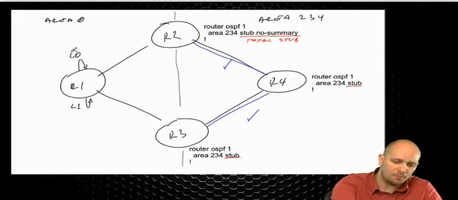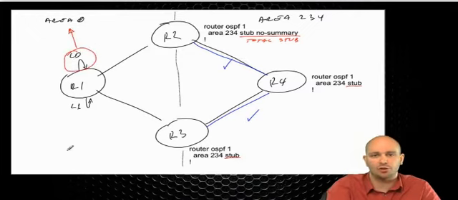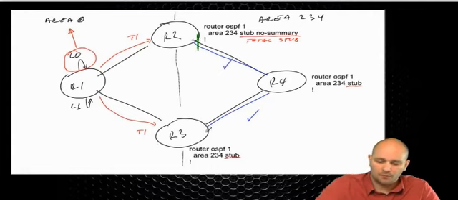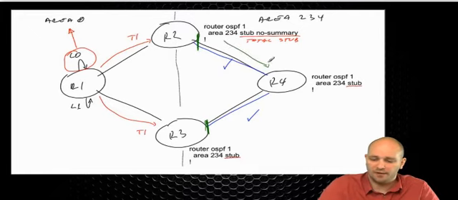Let's say that loopback 0 was advertised in area 0 as an internal route. That means it is going to arrive here as a type 1 LSA, and it's going to arrive here as a type 1 LSA. Now, both R2 and R3 are generating the default route.